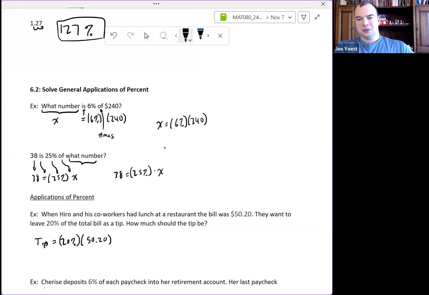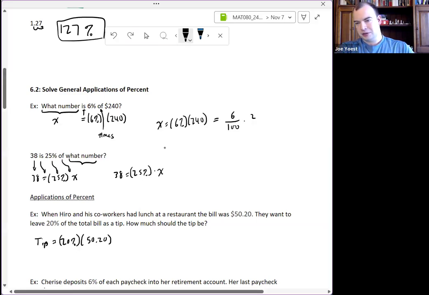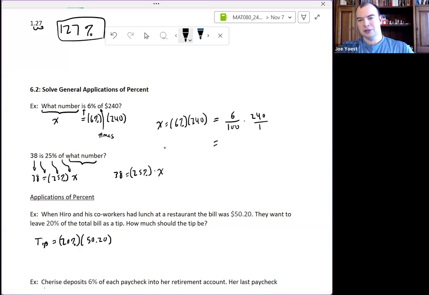So we want to multiply 6% times 240, or that's 6 over 100 times 240. Well, we know that 240 is 240 over 1. So this is 6 times 240 over 100. We can divide out a factor of 10, I suppose. That's 6 times 24 over 10.